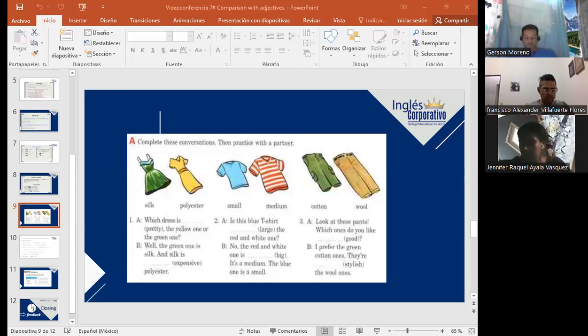So we were saying that the first one is, which dress is, we said? Prettier. It's prettier. Entonces la vamos a poner acá. Y luego decíamos, the yellow one or the green one? Well, the green one is silk, and the silk is more? More expensive. Ok, tenemos more expensive. Ya tenemos el primero. Vamos con el número dos.